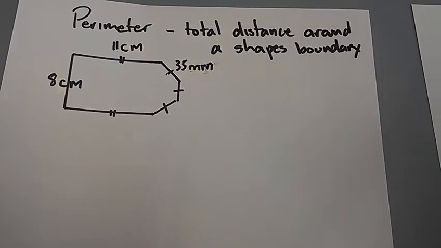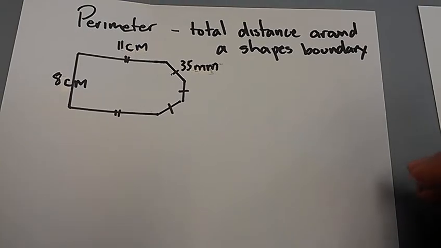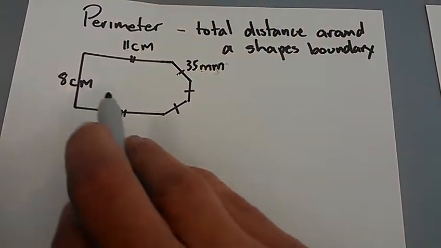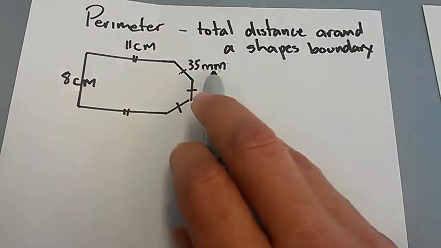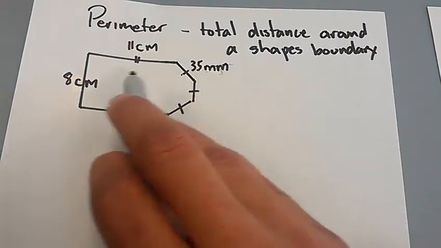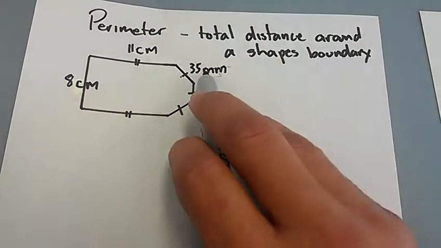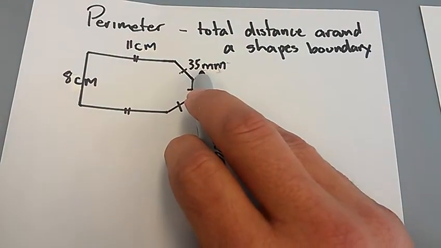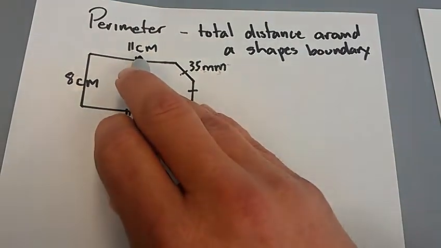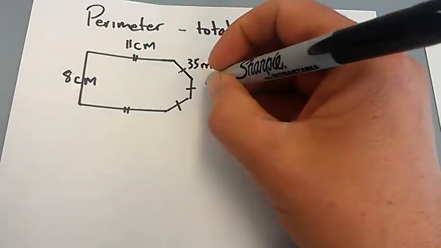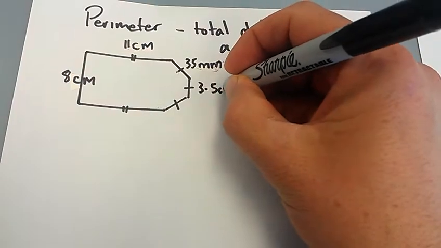So we're not going to do stock standard shapes so much. We're going to look at some more complex ones. So here we've got a shape like this, and one of the things with perimeter is you want to make sure the units you've got your measurements in are all the same. So I've got 8 centimetres, 11 centimetres, 35 millimetres. So I'll need to convert my 35 millimetres back to centimetres. By now you know divide that by 10, so it's actually 3.5 centimetres.